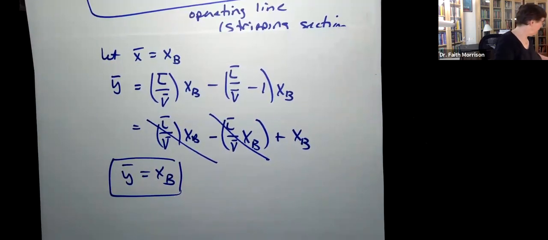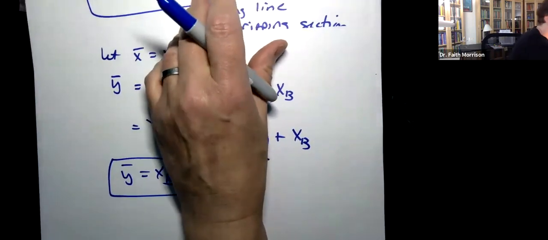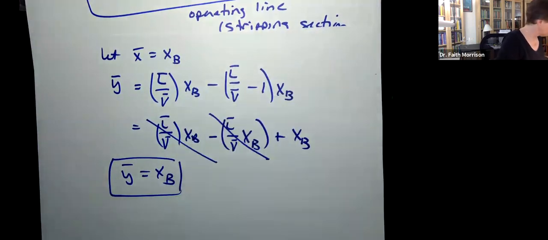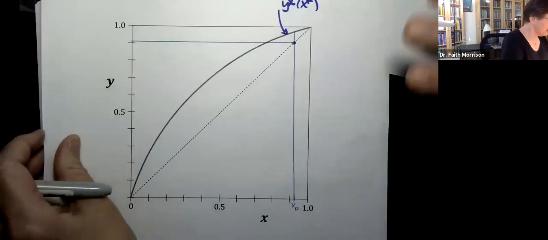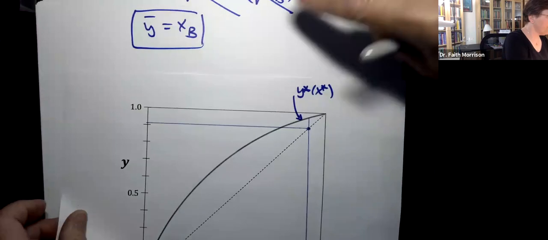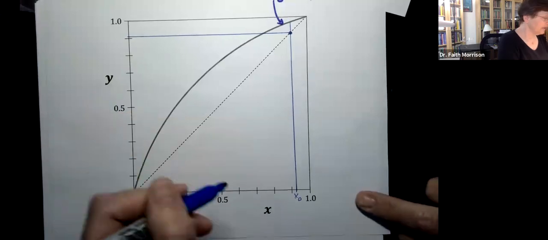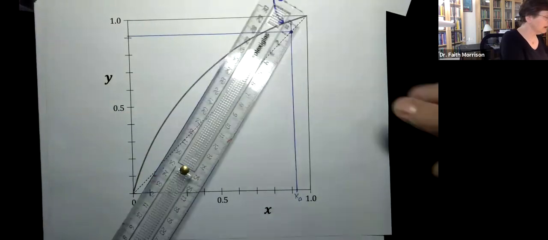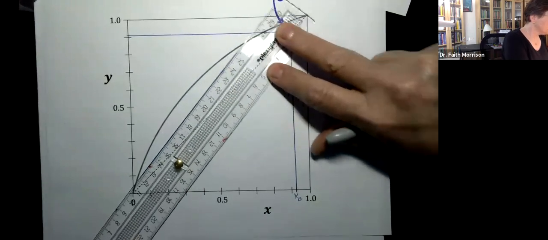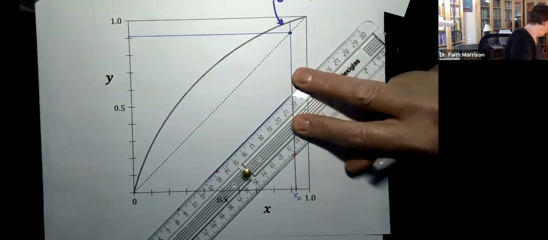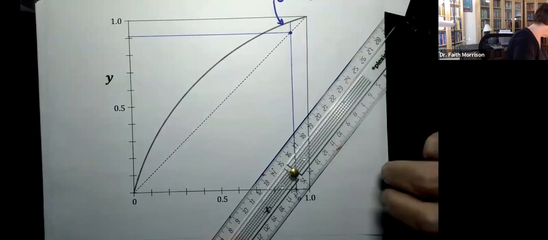So again, we've identified a point on our XY graph. I have to dig it out of my papers here. Somewhere I have, there it is. Y bar equals XB, so this is again a point on the 45-degree line. There's some sort of a line down here in the stripping section that has some kind of a slope, but we do know one of the points, and that point is the point that's at XB.